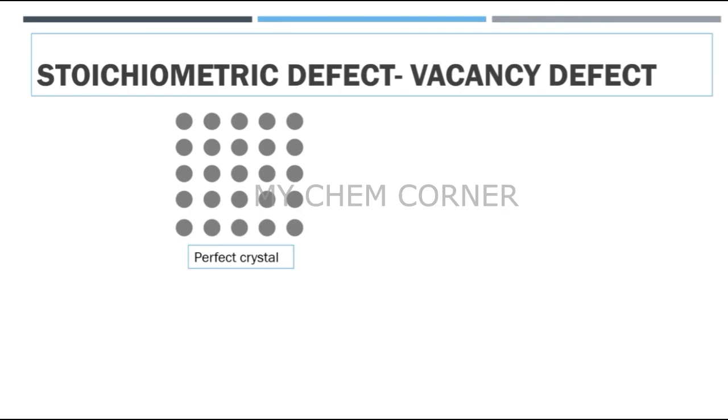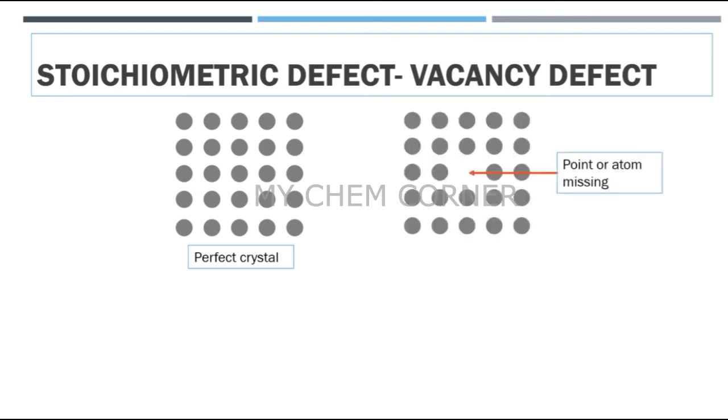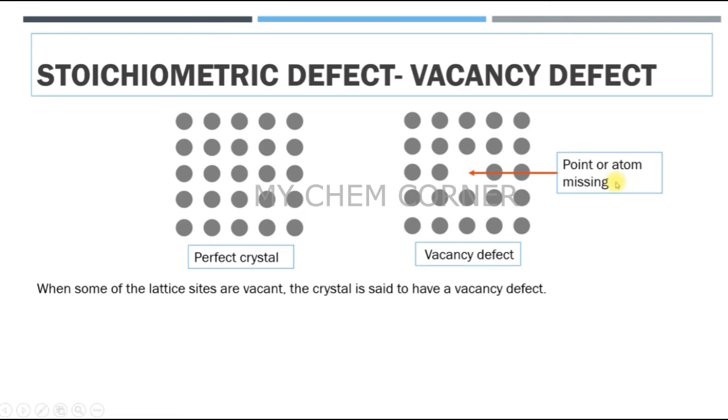There are all these lattice points here. But what is happening? In this case, one of the atoms is moving out. So there is a vacancy here, an empty space here. That means that particular atom is missing. So when some of the lattice sites are vacant, the crystal is said to have a vacancy defect.